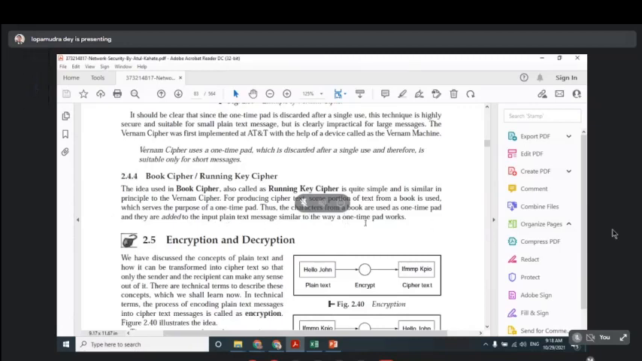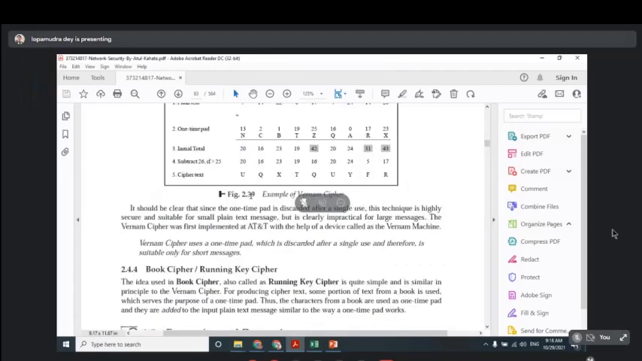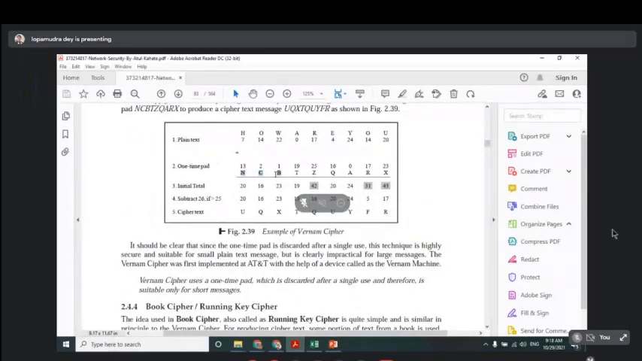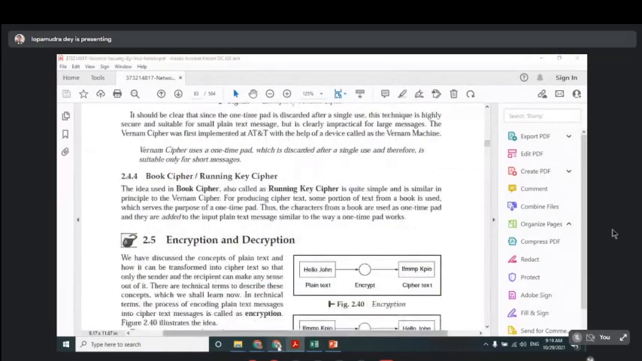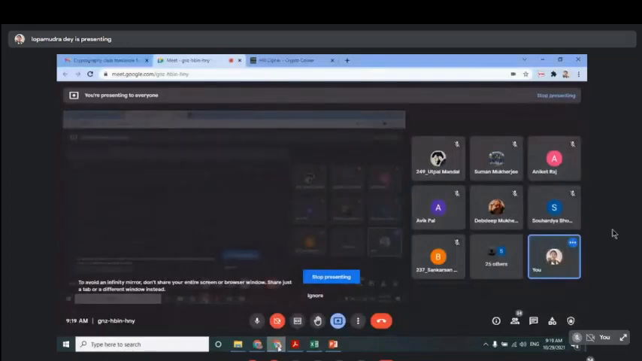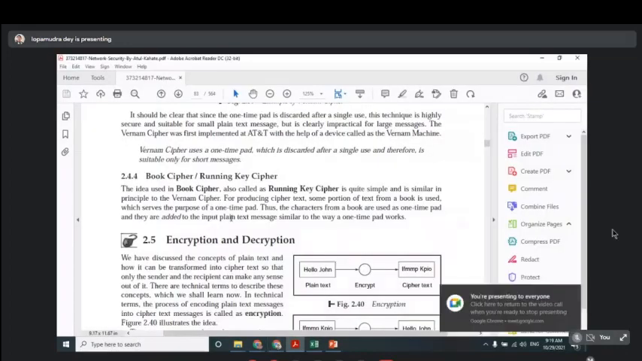So how will you generate this one-time pad? Every time you just need to write a program to generate same-size alphabets. That can also be done in the case of the book cipher.